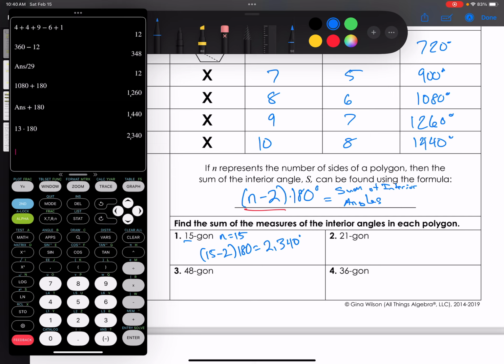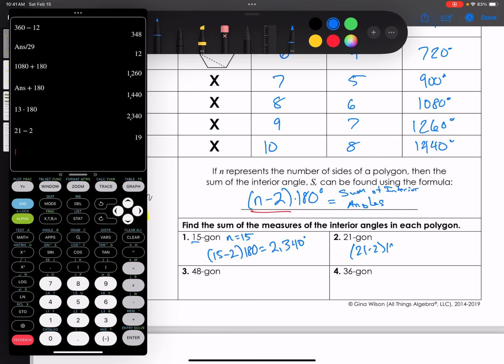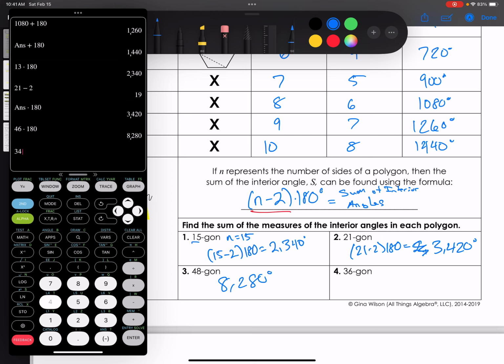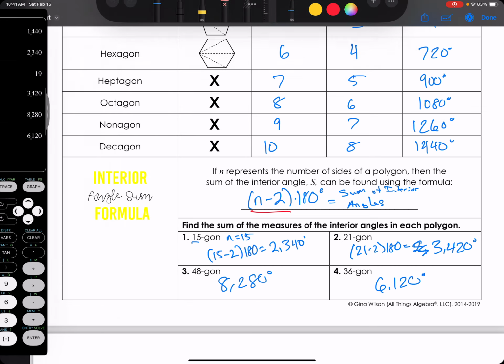Don't forget your degrees. Okay, let's try one more. All right, we got 21. 21 minus 2 is 19, or I'll write this whole thing out for you. 21 minus 2 times 180 gives me 19 times 180. A 21-gon adds up to 3,420 degrees. And then the next two: 46 times 180 gives me 8,280 degrees, and then 36 minus 2 times 180 gives me 6,120 degrees. All right, so that's the first type of problem.